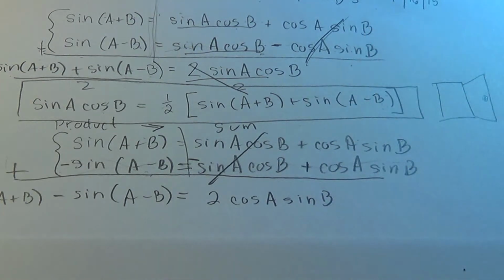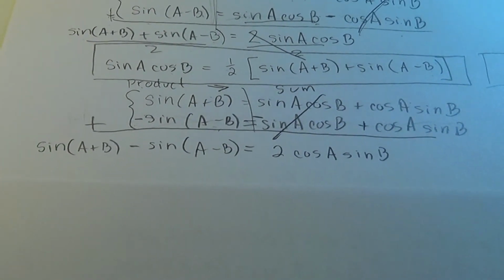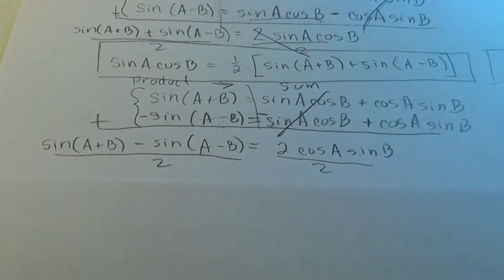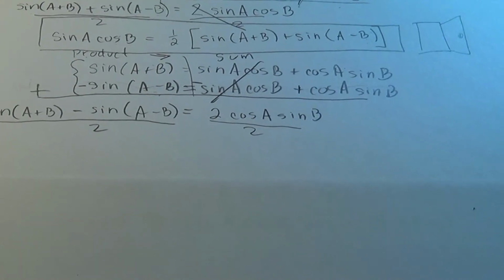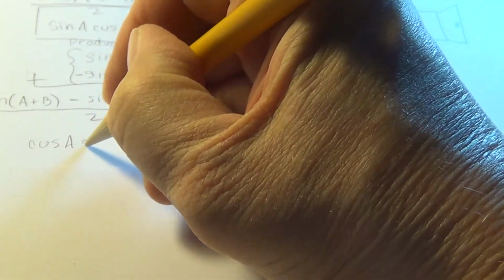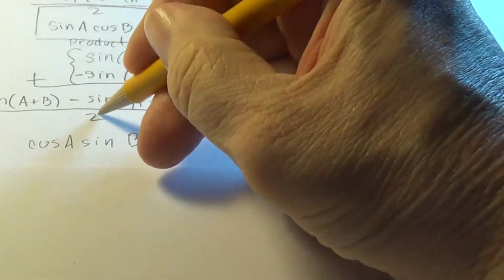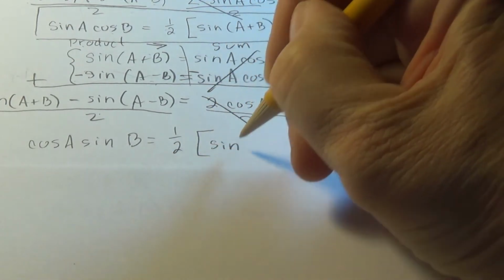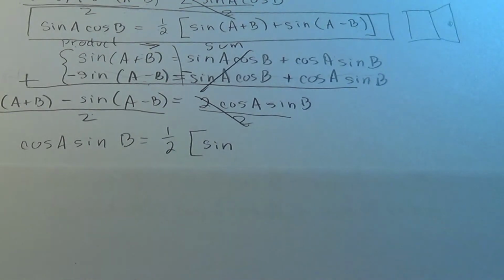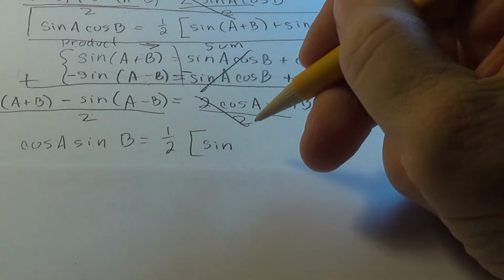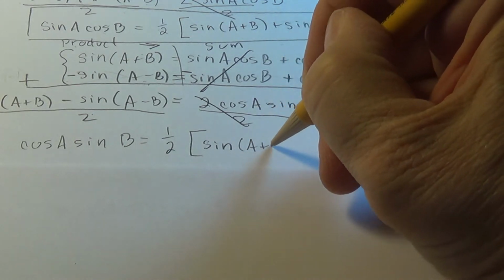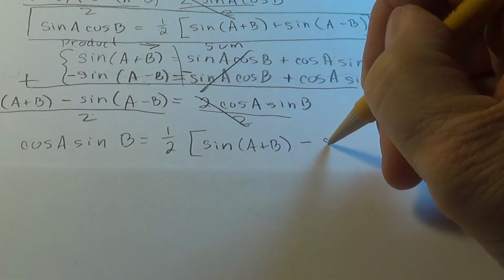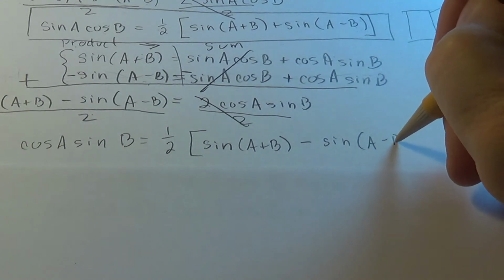And now I divide both sides by 2, just like before. And if I have room here, yeah I do, I'm going to do the switcheroonie. I'm going to put the cosine A sine B on the left, and I'm going to rewrite the divide by 2 as 1/2. Mostly how you see this one. So I have sine of A plus B minus sine of A minus B.